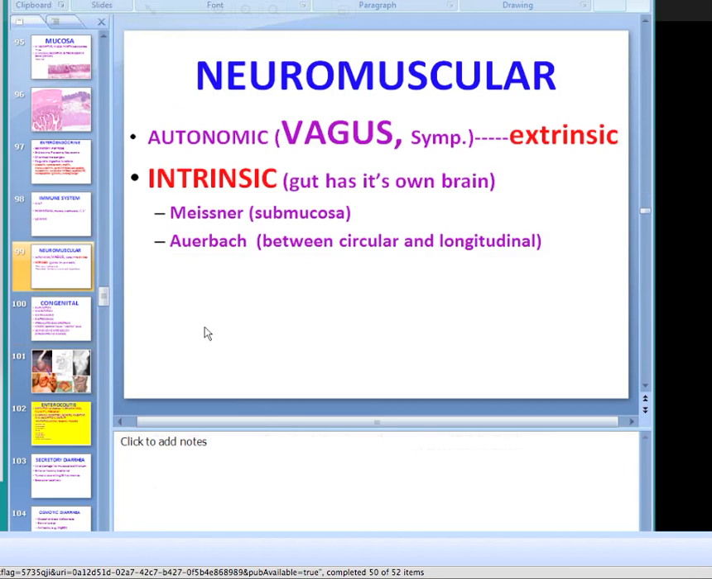Don't forget the neuromuscular functions. We know that the colon, the gut has its own brain. It's not only secondarily controlled by the vagus and the sympathetic for basically positive and negative functions respectively, but it has its own intrinsic brain. I think it's an evolutionary thing.